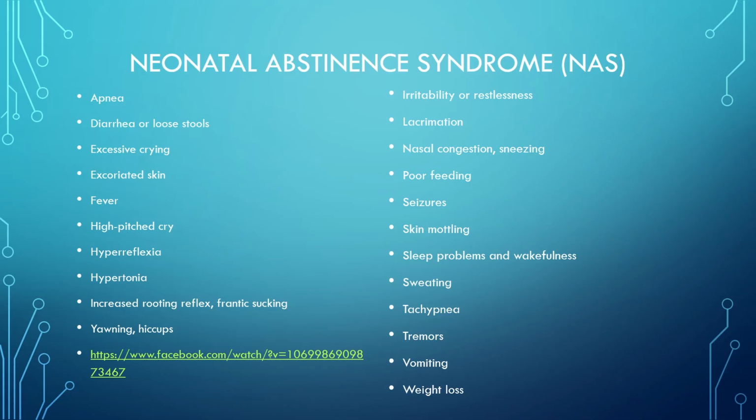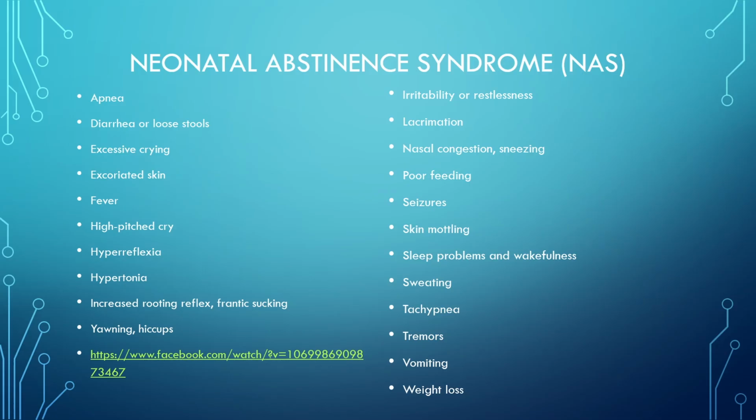Neonatal abstinence syndrome. So this occurs when the newborn was exposed to substances in utero. This slide lists a whole bunch of different things that would make you think that possibly your baby is going through NAS. So apnea spells, diarrhea or loose stools, excessive crying, excoriated skin, fever, or high-pitched cry. There's lots of different things listed on here. I encourage you to look it over. This video we will watch in class.